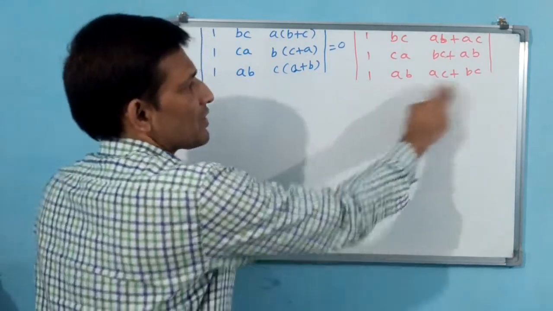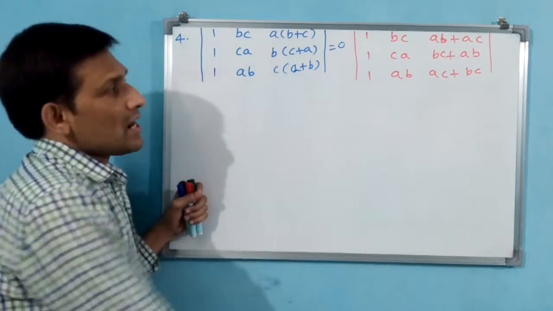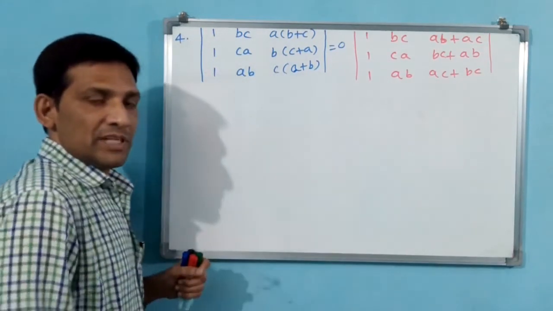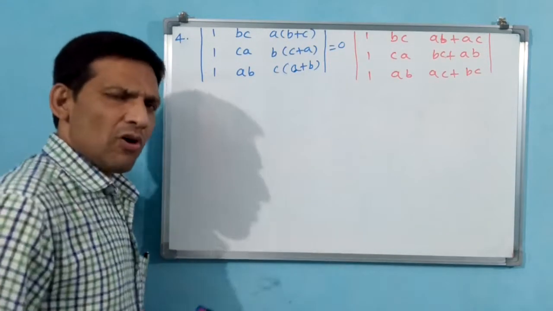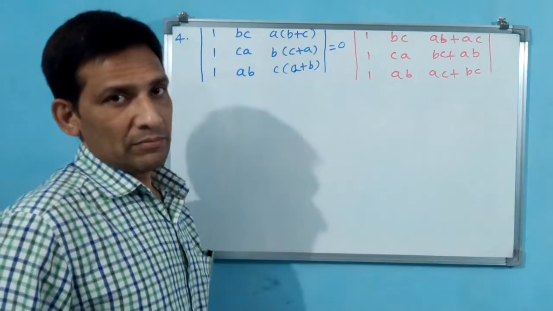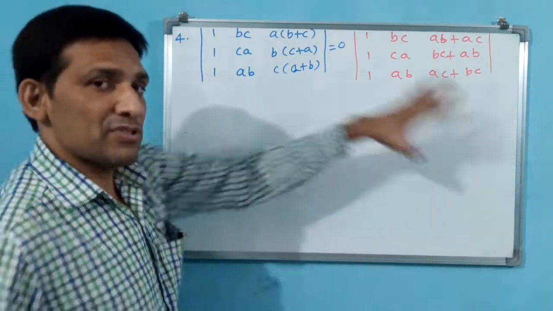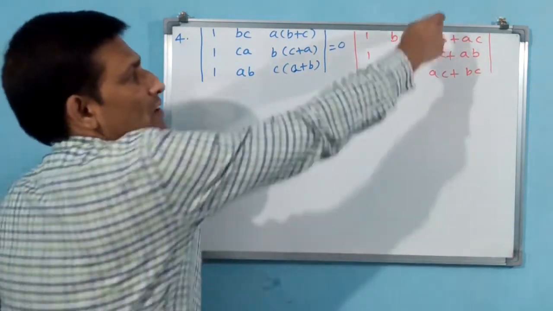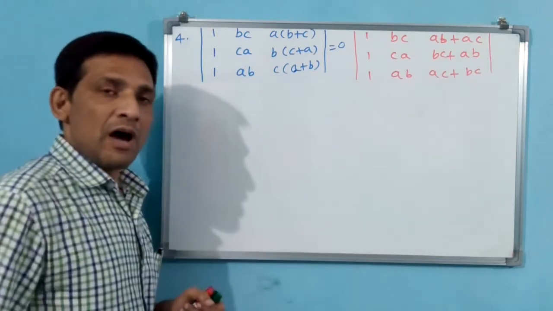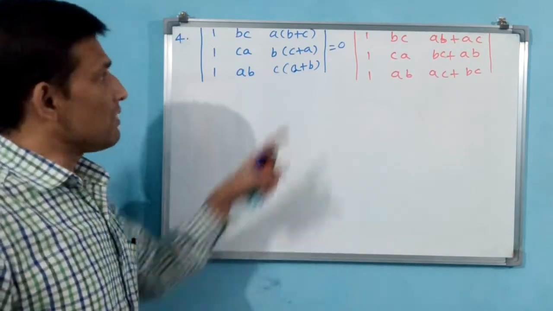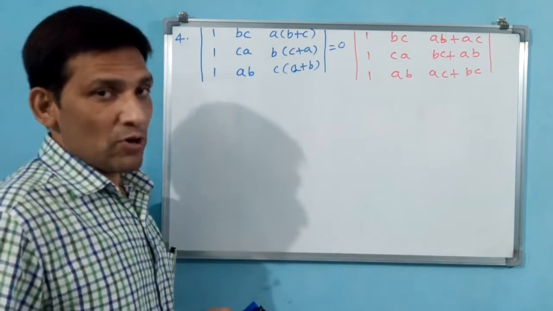That means if you add C1 and C2 and write in any one column, then AB, BC, CA all are going to come in one column. Then if you take AB plus BC plus CA out as common, then 1, 1, 1 will come. 1, 1, 1 and 1, 1, 1 are going to give you 0. Why? Because you want 0. Like that you have to do.